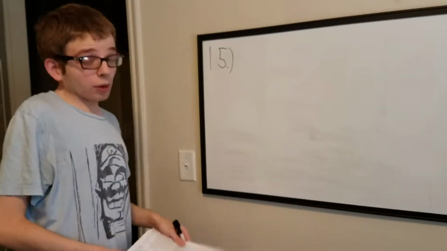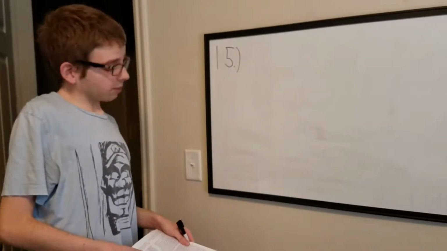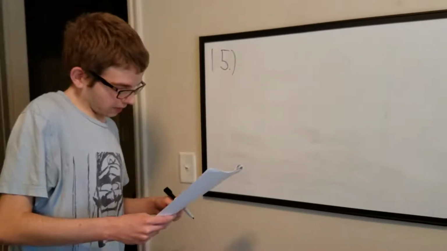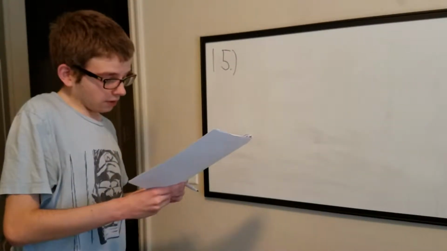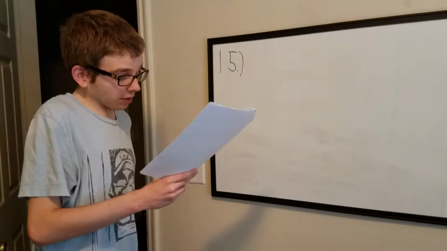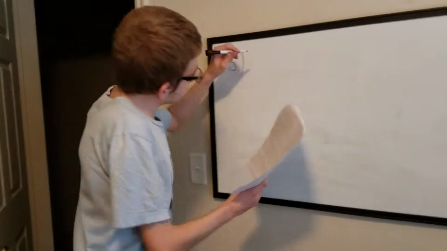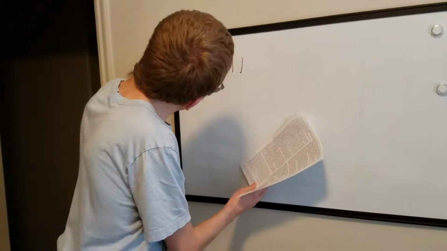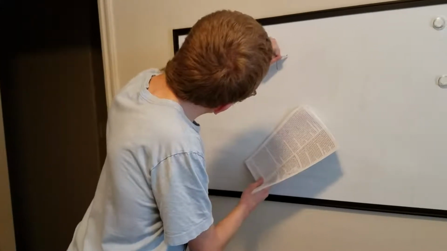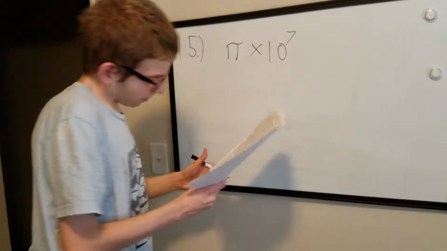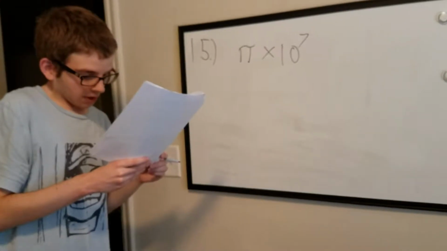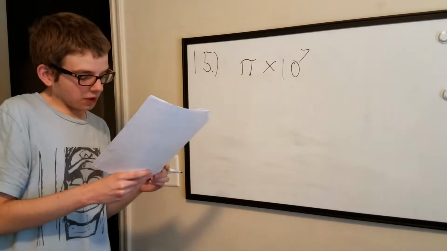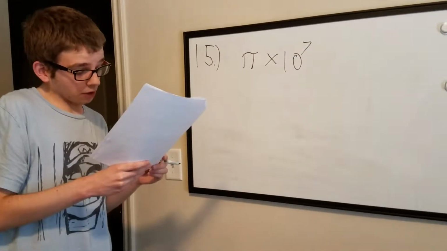Alright, the problem I'll be showing you today is problem number 15. Problem number 15 says a useful and easy to remember approximate value for the number of seconds in a year is pi times 10 to the 7th. Now, the question is, determine the percent error in this approximate value.